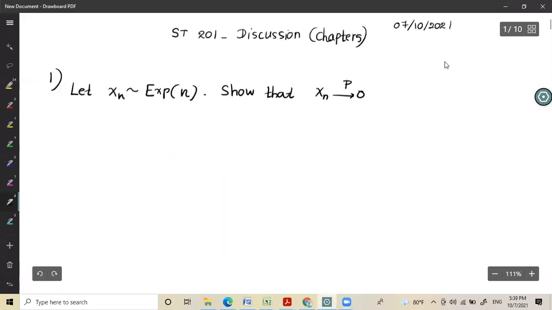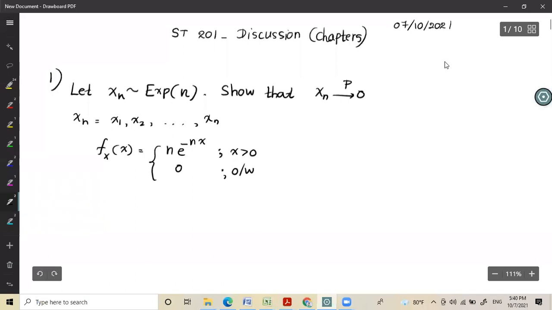So when you see a question like that, what information do you know? Your Xn is a sequence of random variables, all of them following the exponential distribution with parameter n. So that means you can write the density of x, which is n e to the negative n x, for x greater than 0, and 0 otherwise.